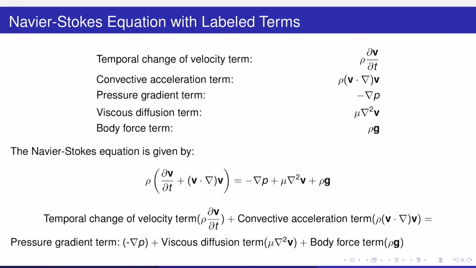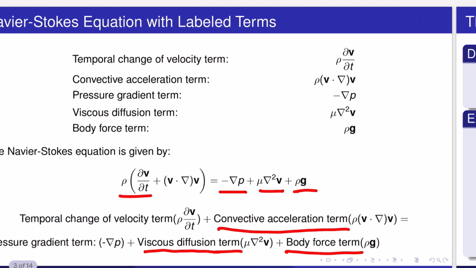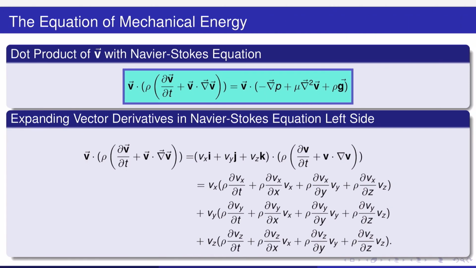Now, in the Navier-Stokes equation with labeled terms, the first term, rho ∂v/∂t, is the temporal change of velocity. Then rho v dot ∇v is the convective acceleration term. The next term is the pressure gradient term, this term is the viscous diffusion term, and rho g is the body force term. Now we know the Navier-Stokes equation, and now we will get the equation of mechanical energy.